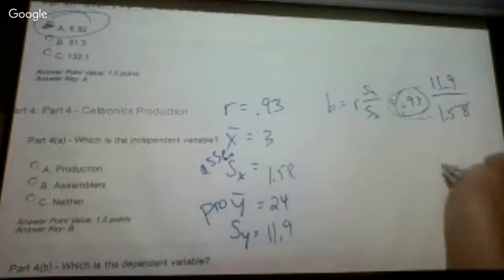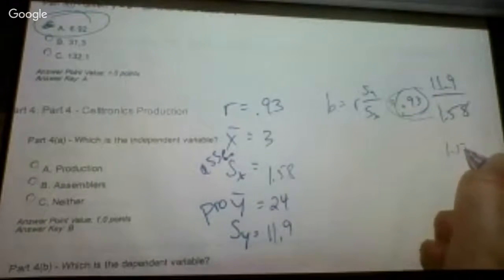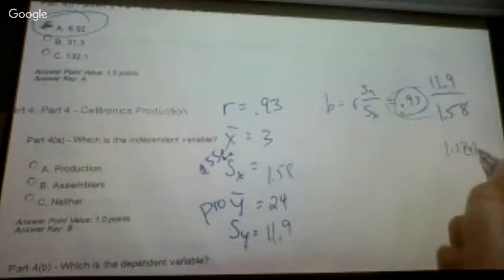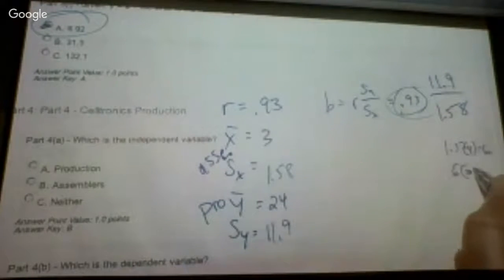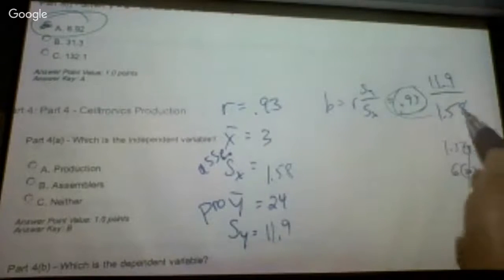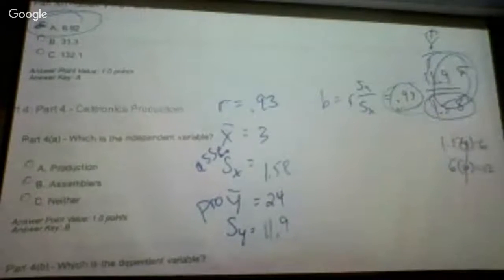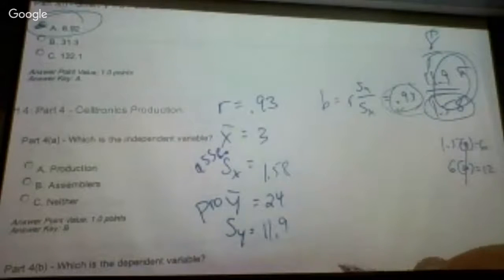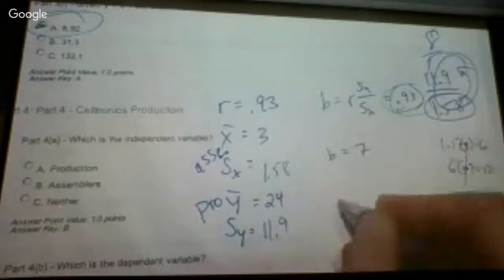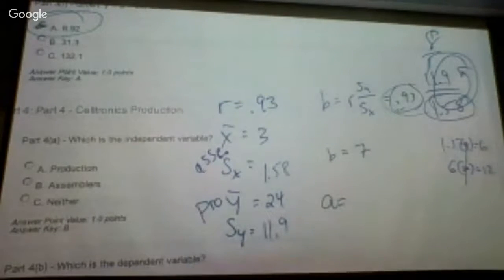Yeah, because 1.5 times 4 equals 6, and 6 times 2 equals 12. So there's basically 8 of those in that. So this ratio is 8 over 1. And almost 8 is 7. B equals 7. A equals, you're responsible for the formula for A.